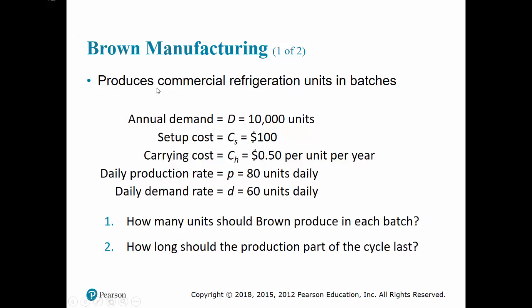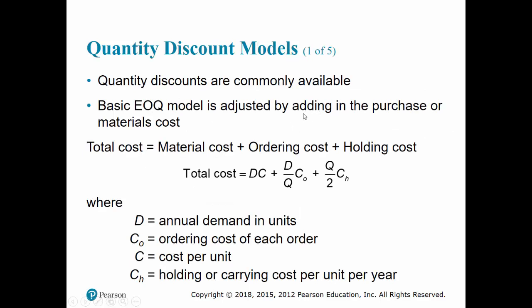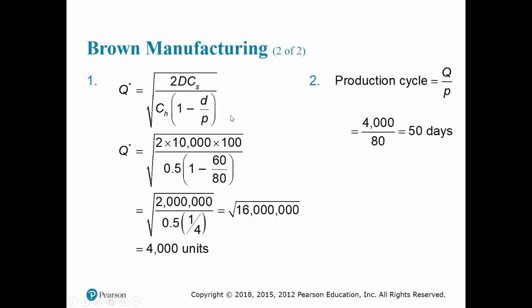Okay, here is an example for the optimum production quantity problem. Suppose we have annual demand of 10,000, setup cost, carrying cost, and daily production rate is 80 and demand rate is 60. So how many units should you produce, and how long will the production last, and what are the costs? Okay. So here is the computation, and let's go ahead and do these computations in Excel.